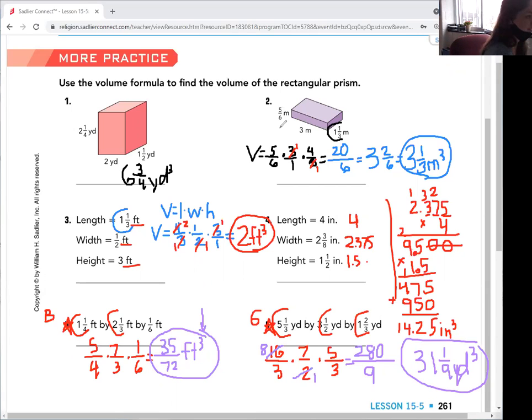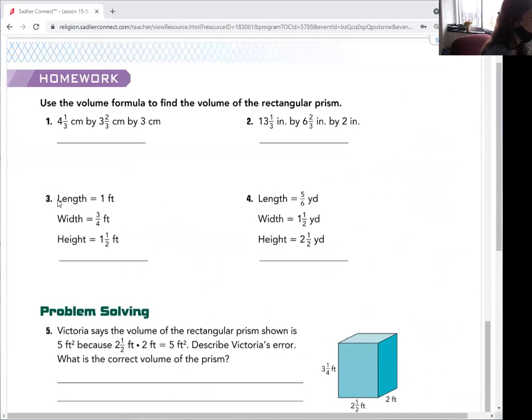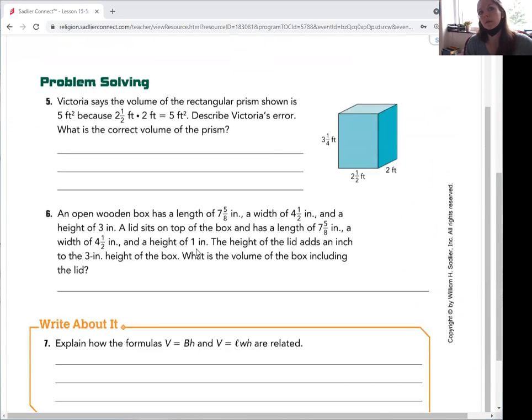All right. Slide down to the next page here. 1, 2, 3, 4, exactly the same. I would expect to see your conversions, your reducing, your simplifying. Keep them in fraction form. Wednesday we're going to do a little bit of some decimal action, but we're going to keep these in fraction form. Same type of work.